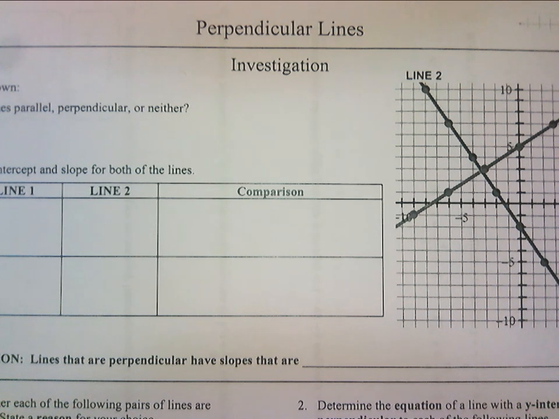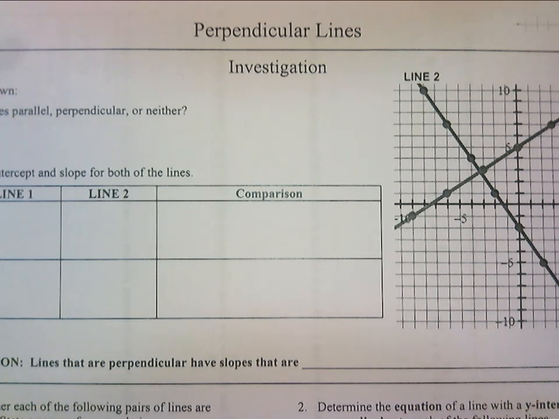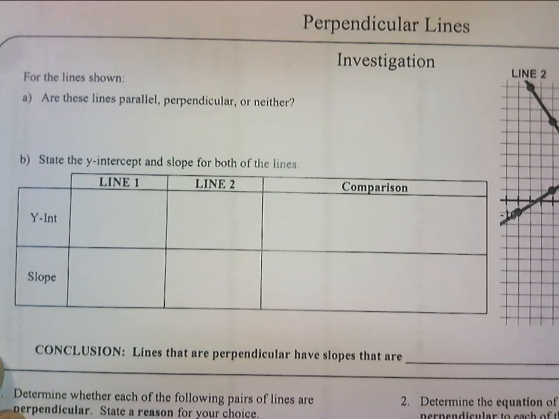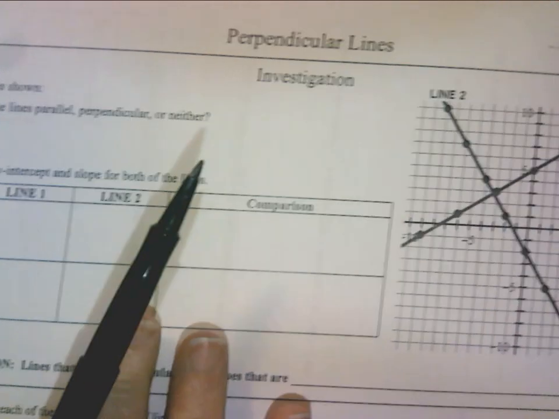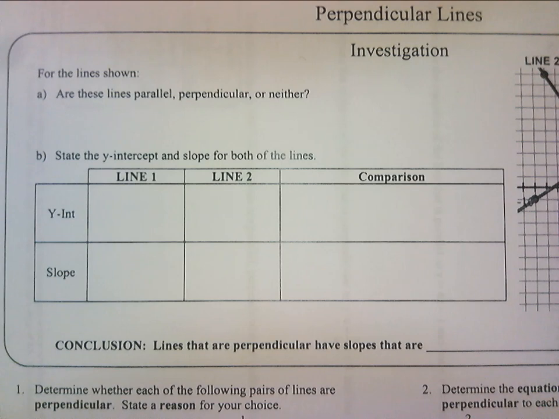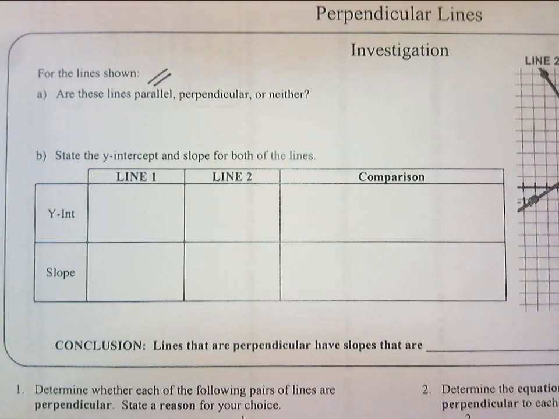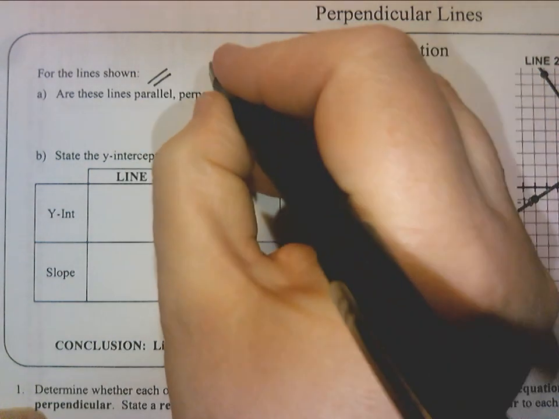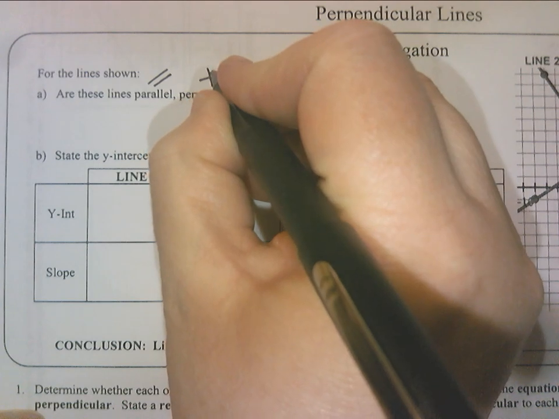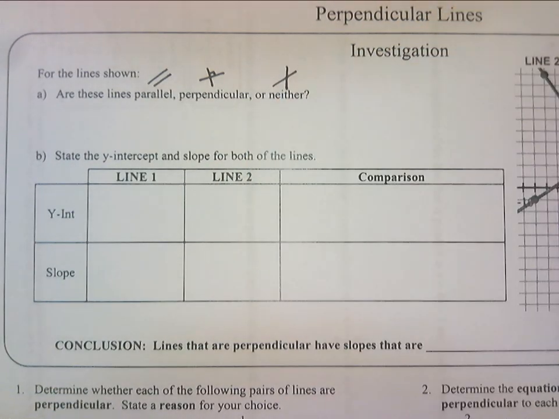In this video, we are going to talk about perpendicular lines, and we're going to start with an investigation. So our first question says, for the lines shown, are these lines parallel, perpendicular, or neither? When we did the parallel part, we said parallel lines are evenly spaced and do not cross. Perpendicular lines meet at 90 degrees. And if it's neither, it means the lines cross, but they don't cross at 90 degrees.